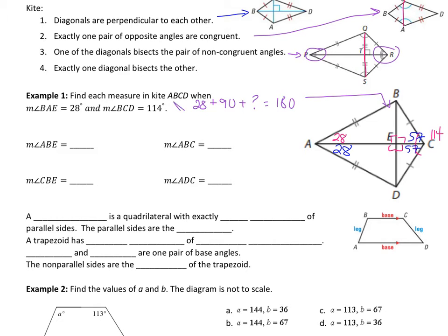I want you now to solve for that missing angle. When you add your 28 and 90 together, you get 118 plus this missing angle equals 180. So that means that the missing angle itself is going to be 62 degrees when you subtract that over. And that is the first angle that we are supposed to find, ABE, and that is 62 degrees.